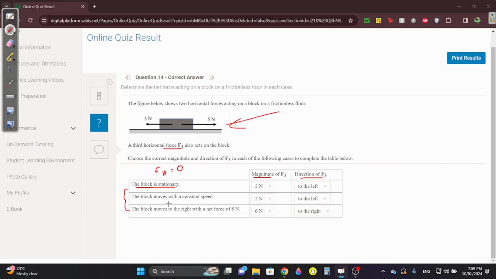Okay, and then here the block moves with a constant speed. Again, constant speed means inertia, which means net force again is equal to 0. Same thing we did now. Since it's 2 to the right, to cancel it out, 2 to the left. Then the block moves to the right with a net force of 8 newtons. Now our net force is 2 to the right. If you want the net force to be 8 newtons, you need to add to the right, 8 minus 2, you need to add 6 more newtons to the right.